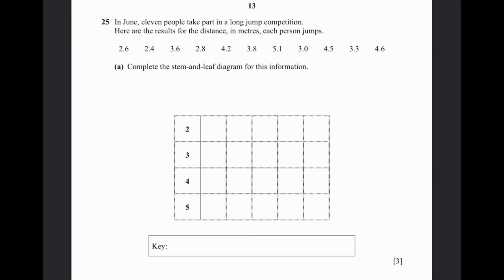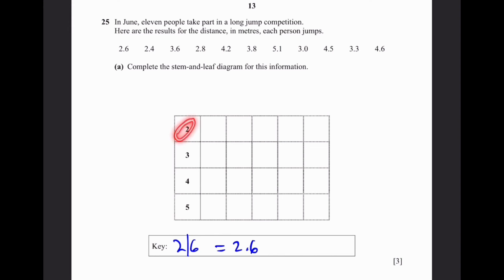In June, 11 people take part in a long jump competition. Here are the results for the distance in meters each person jumps. A. Complete the stem and leaf diagram for this information. So first, let's make the key. Since the stems are 2, 3, 4, and 5, which are the units digits of this list here, you can write the key as 2|6, which is the first one here, 2.6. So that means the stem is the units digit, the leaf is the tenths digit, the decimal tenth.